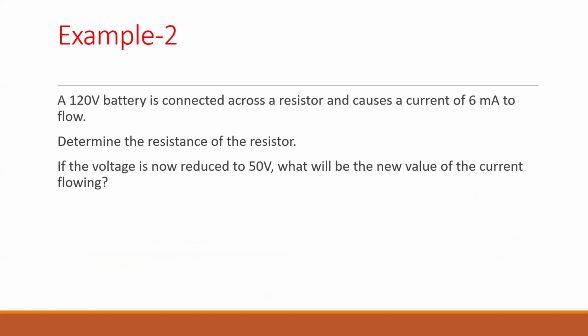Okay, so let's see whether we have understood these three concepts. We have a battery with 120 volts connected across a resistor and it causes a current of 6 milliamps to flow. Determine the resistance of the resistor. So we need to find the R.